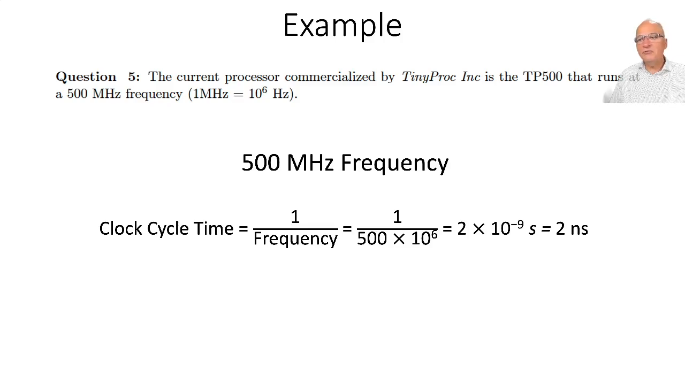All I have to do is to do 1 over the frequency. So 1 divided by 500 times 10 to the 6 is equal to 2 times 10 to the minus 9, which means that the clock cycle time for that processor was 2 nanoseconds. This is just an example to illustrate situations where you're going to use what you just learned, that is the clock cycle time is the inverse of the frequency. You often are going to need that to solve some questions that you may see either in homeworks, quizzes, or in exams.